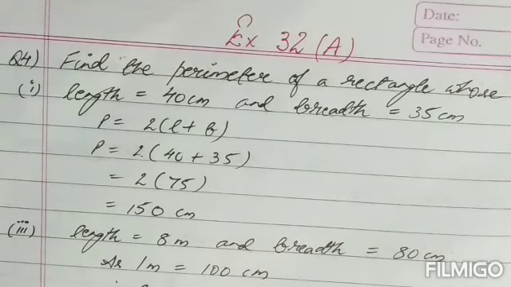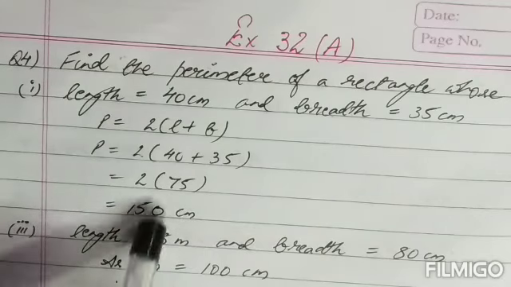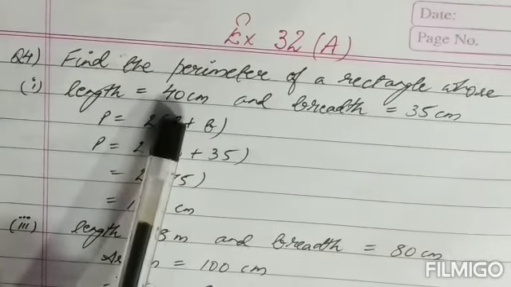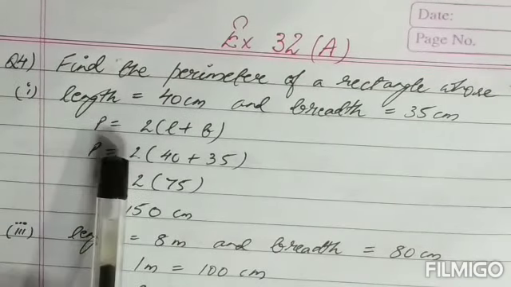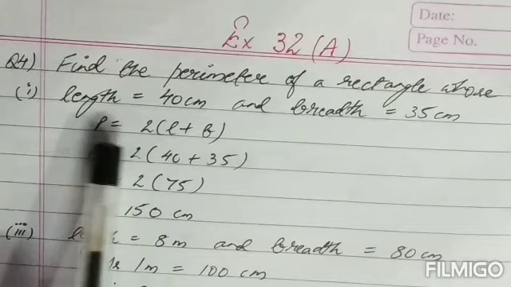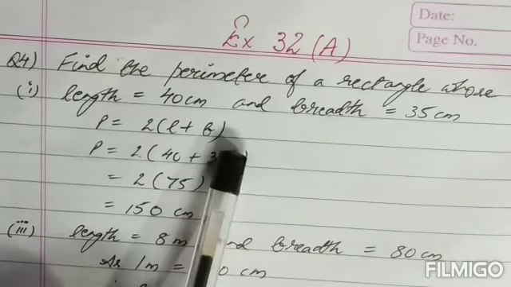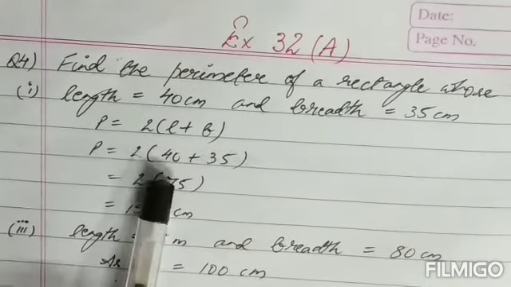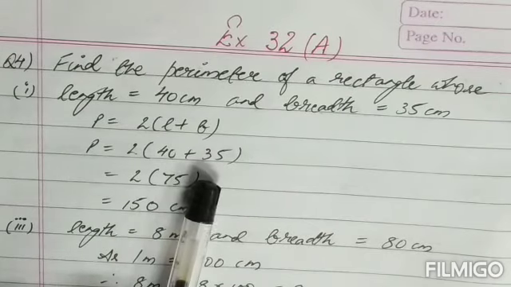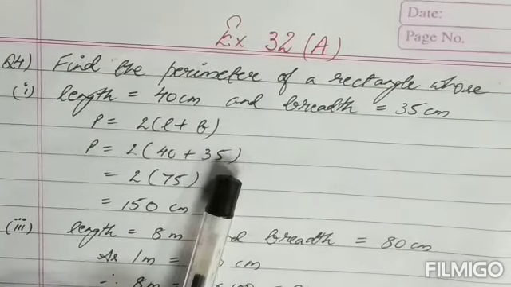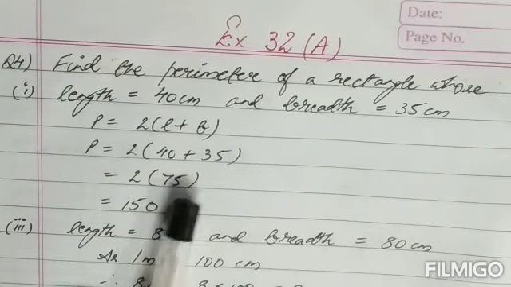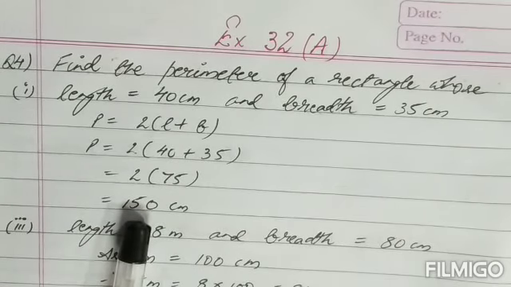Let's see question number 4, children. Find the perimeter of a rectangle whose length and breadth has been given. Now see children, the length is given as 40 centimeter and the breadth is given as 35 centimeter. So straight away you are going to put the formula for perimeter, which is equals to 2 into (length plus breadth). Place the values for length and breadth, that is 40 plus 35, and add these because we have to solve the bracket first. So 75, 2 into 75, 150 centimeter.